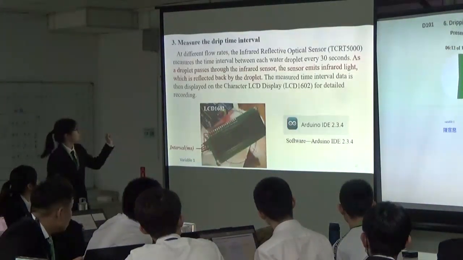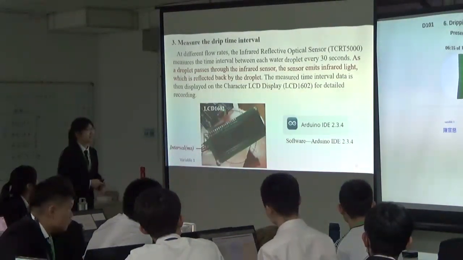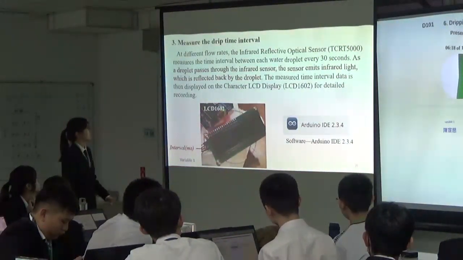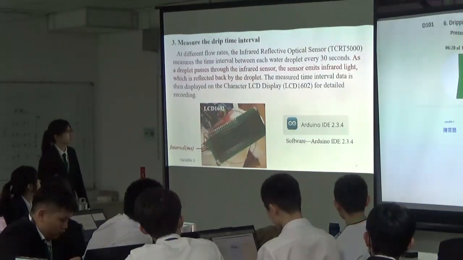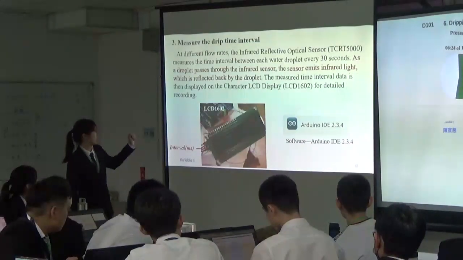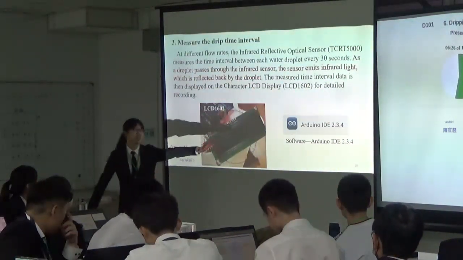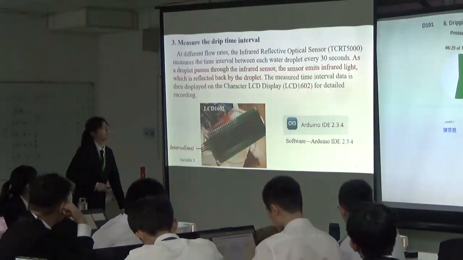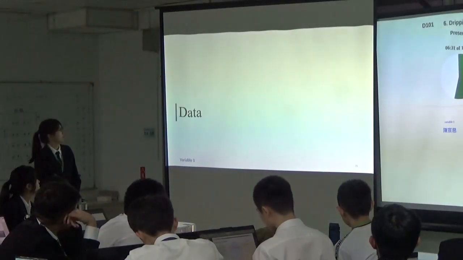When the droplet passes through the infrared sensor, the sensor emits infrared light, which is reflected back by the droplet. So we can get the drip time interval data. This data is displayed on our displayer, and we use this software. And here's our data.